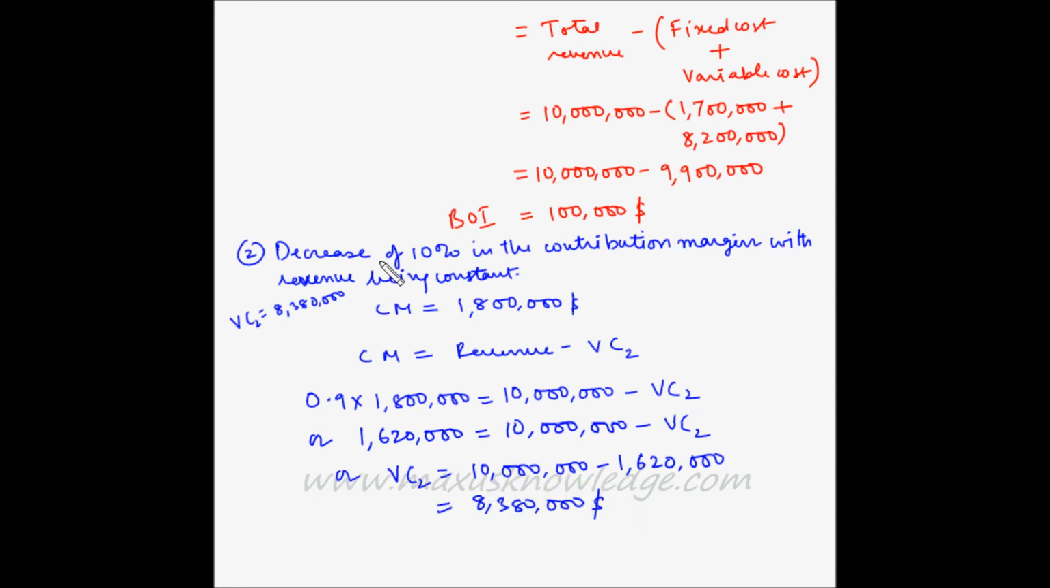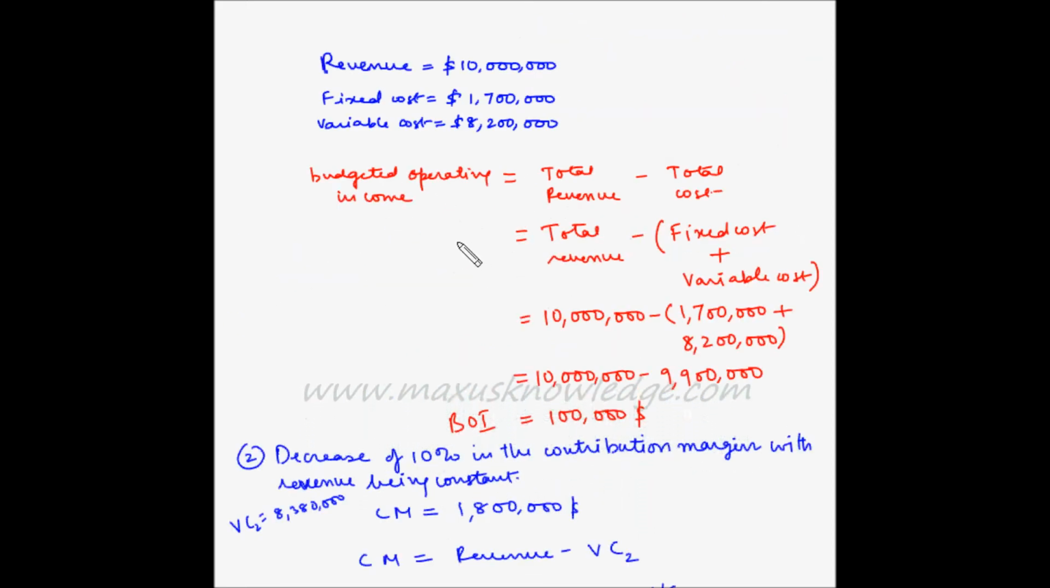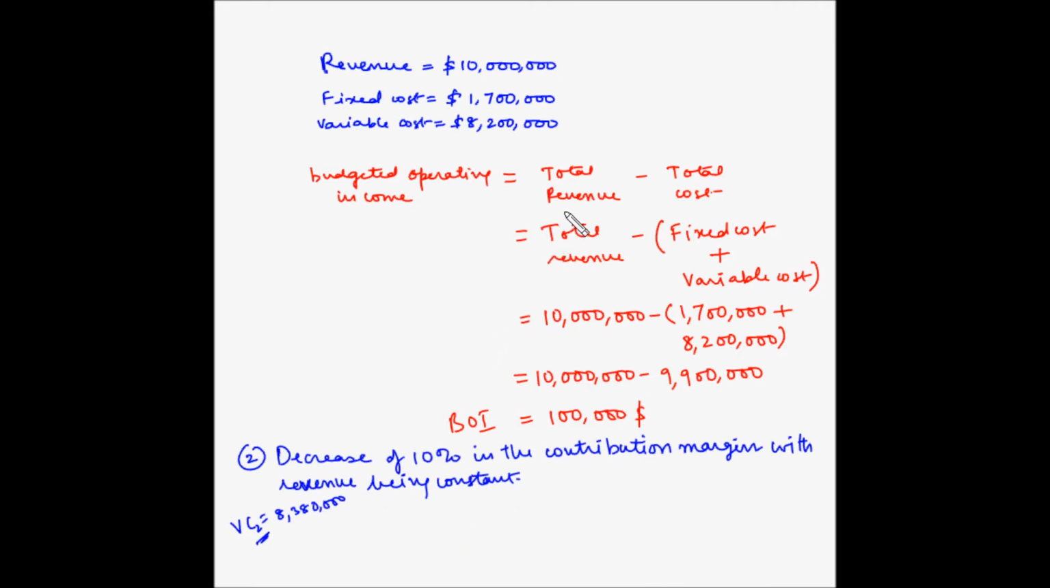But our original question is to find out the impact on the budgeted operating income if there is a decrease of 10% in the contribution margin with revenue being constant. So budgeted operating income is the same, total revenue minus total cost, where total cost is equal to fixed cost plus variable cost. So now there is a change in the variable cost. We have VC2. So let's now find out the new budgeted operating income. So the formula for budgeted operating income remains the same. Let's plug in the new numbers. So I'll call this BOI2.